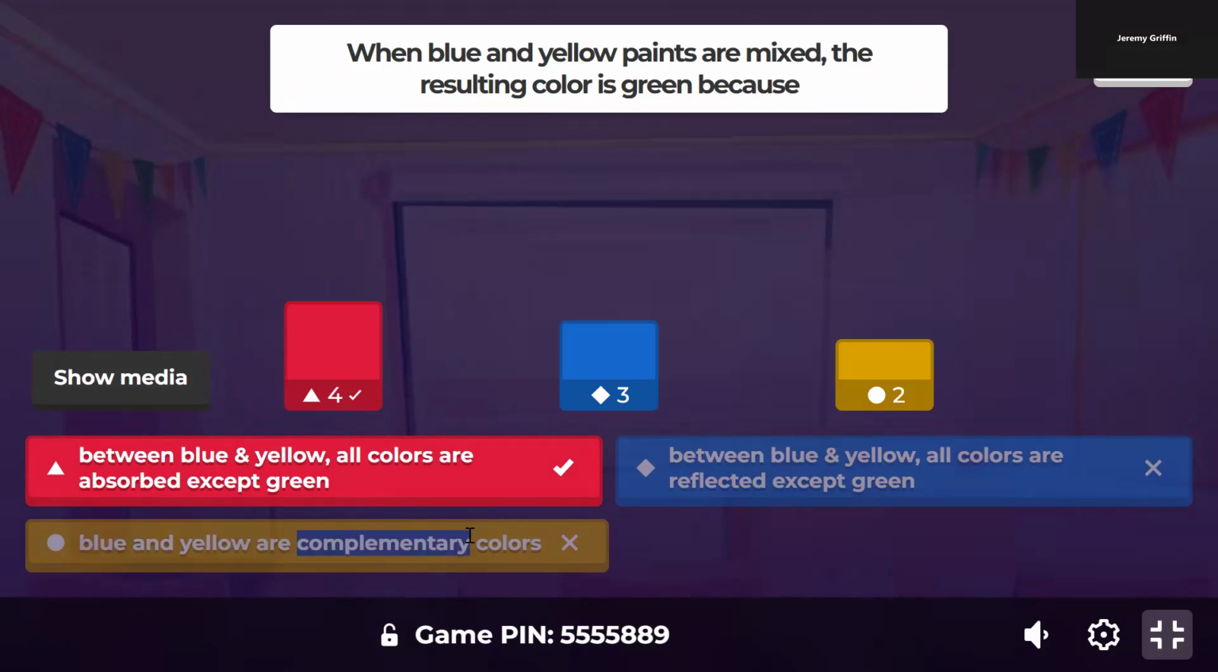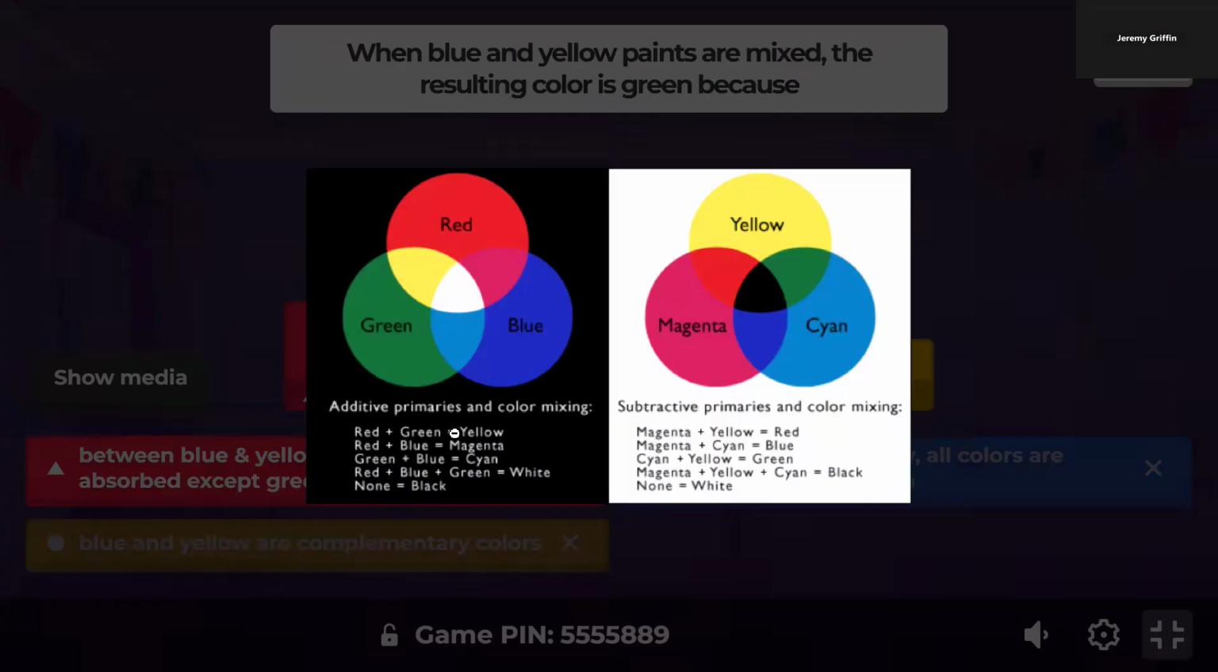What does complementary mean? Across from each other on the color wheel, like the opposite color. And actually, if you look at both of these color wheels, are they the same pair of complementary colors? On the addition wheel, it looks like red is opposite of cyan. And on the subtraction wheel, red is opposite of cyan.